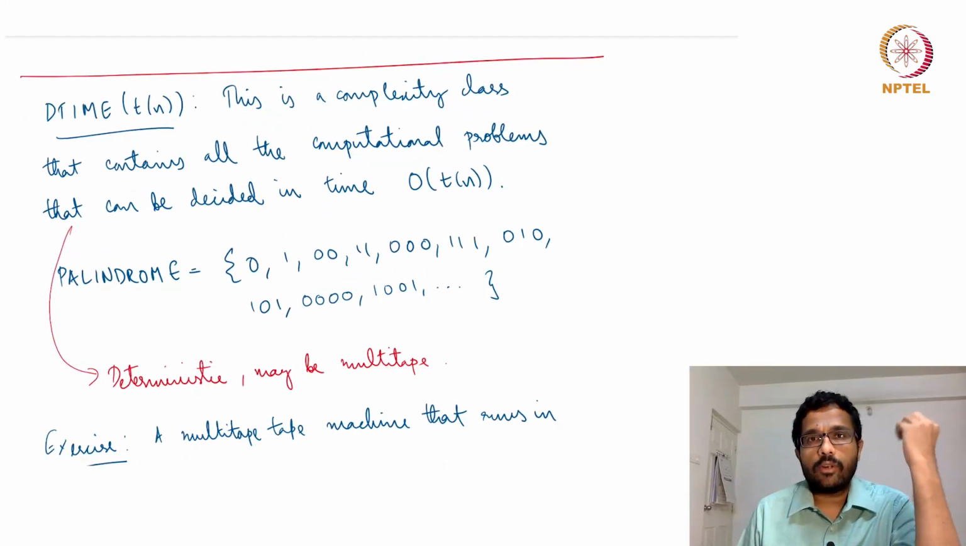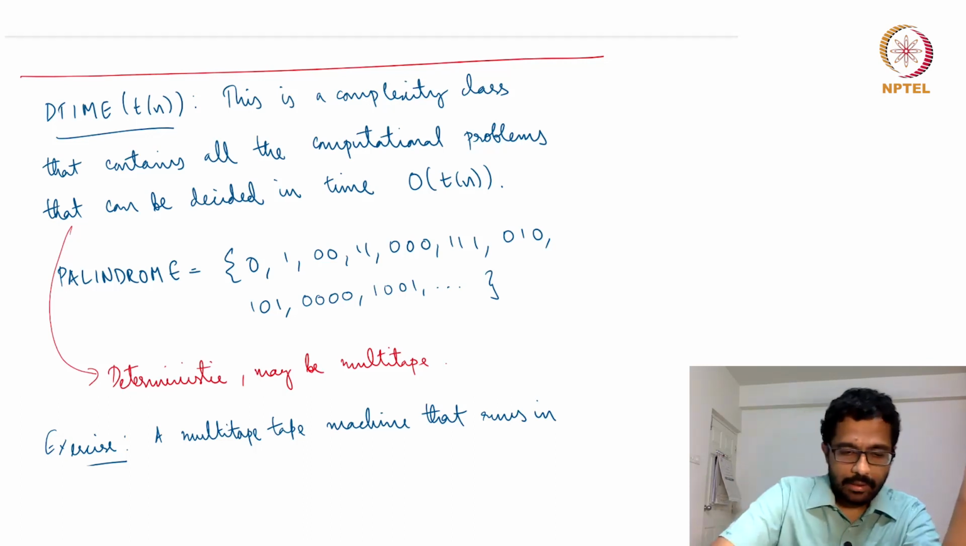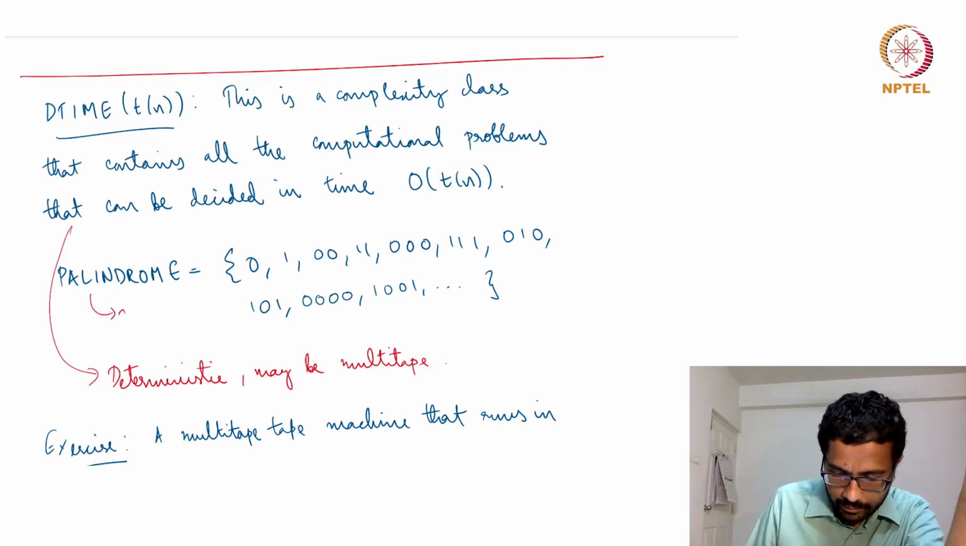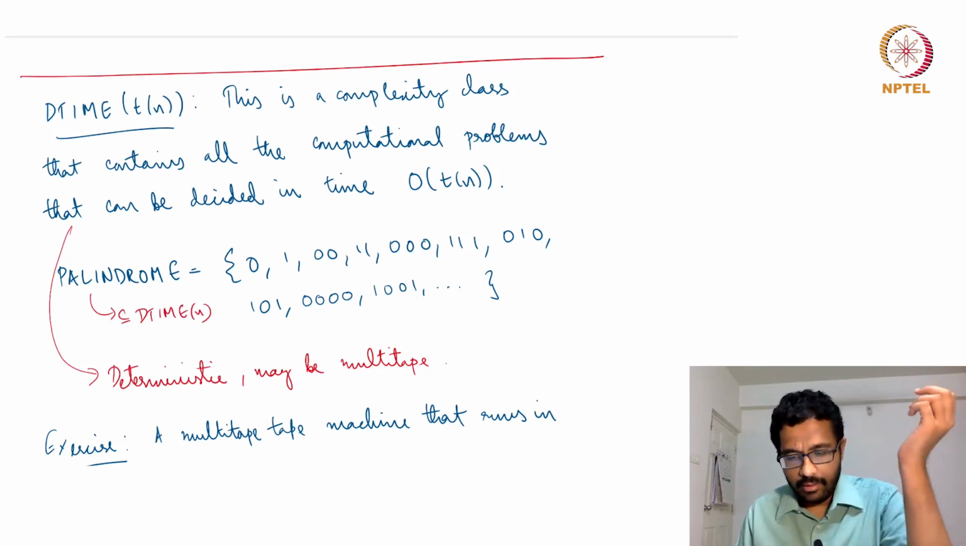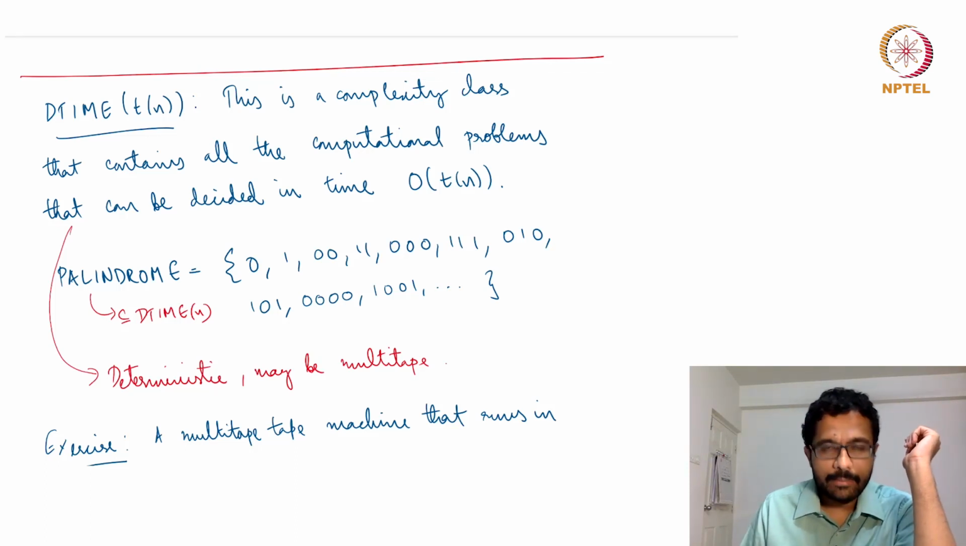Which is the set of all computational problems or languages that can be decided in time O(T(n)), right? So palindrome can be decided in order n, so palindrome is contained in DTIME(n), and the D stands for deterministic time. If you look at Sipser, they just use the notation TIME(T(n)), but just to emphasize the fact that it is deterministic, I am using DTIME.